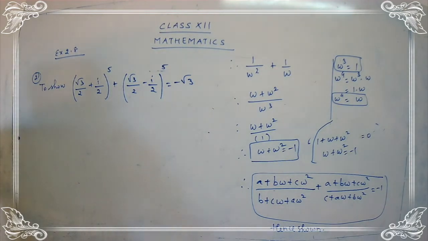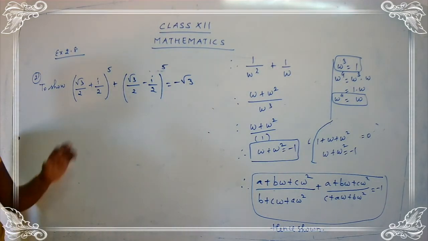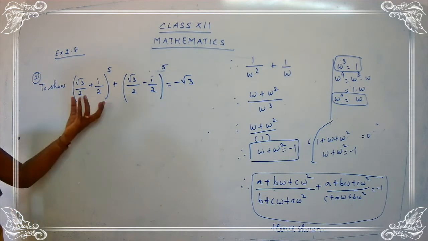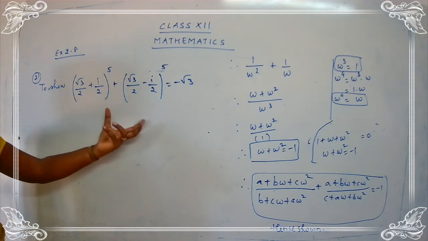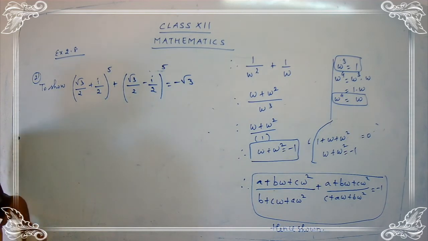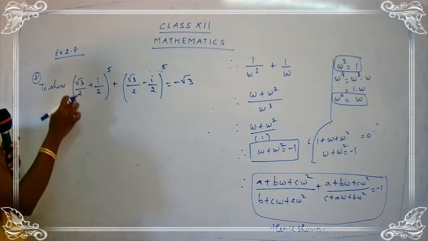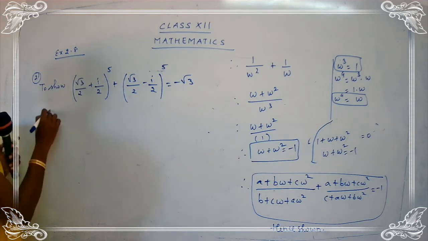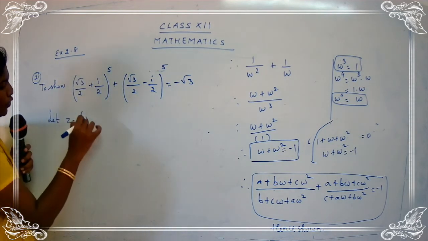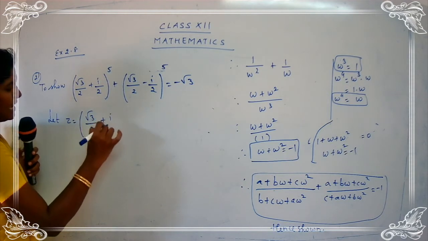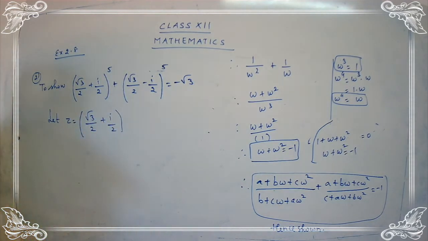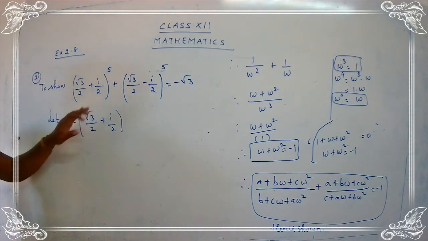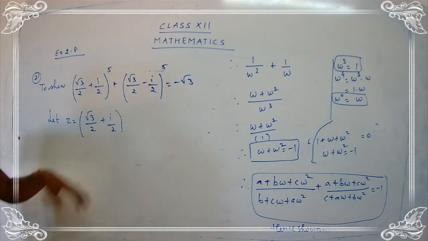Okay, here we are just going to split this LHS part into 2. I am going to solve this first term separately and the second term separately, and later on I am going to bring them together and check whether I get the answer as minus root 3. Let's start with the work. Here I am going to consider the first part as z. So write down here, let z is equal to root 3 upon 2 plus i upon 2. I am not going to take the power part here, I am just going to consider the complex part.